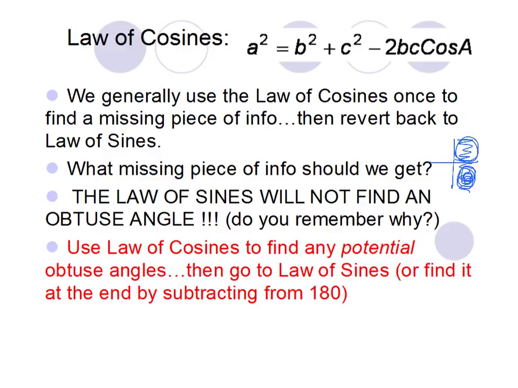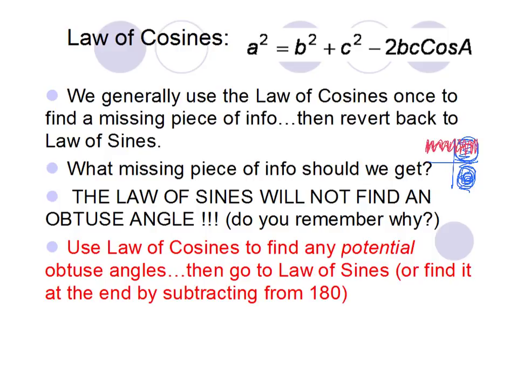However, with the law of cosines, you'll be doing inverse cosine, and inverse cosine pulls from these two quadrants. The inverse cosine will get you acute angles, but will also get you obtuse angles. Which is why in red I have here, and you want to highlight this in your notes, use the law of cosines to find any potential obtuse angles. Not every triangle is obtuse, but if there's going to be an obtuse angle, you want to be using the law of cosines to find it. Then you can go do the law of sines, because it won't matter after that. It can only have one obtuse angle.